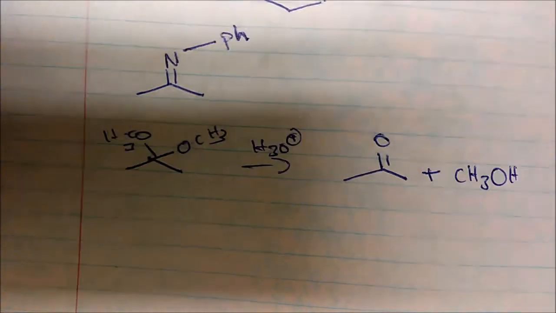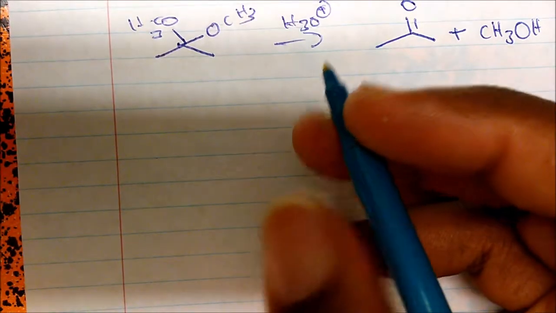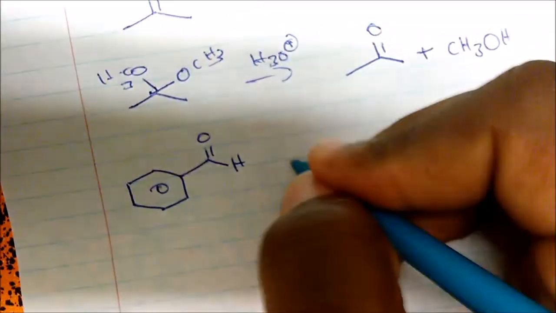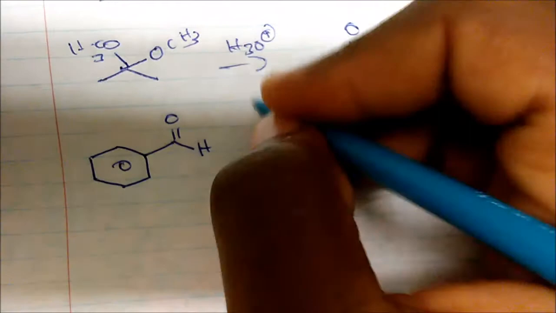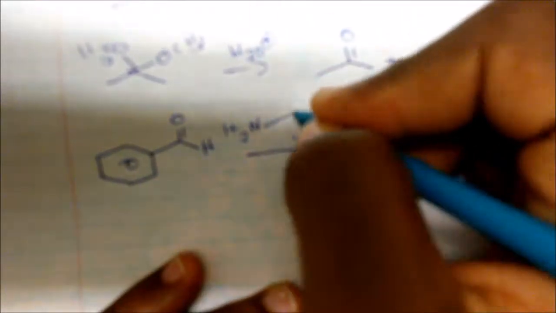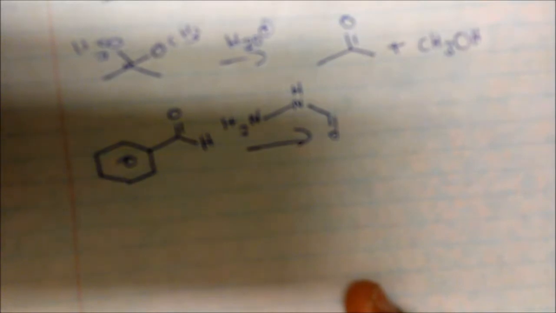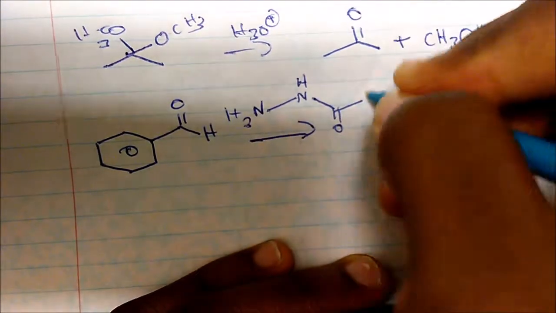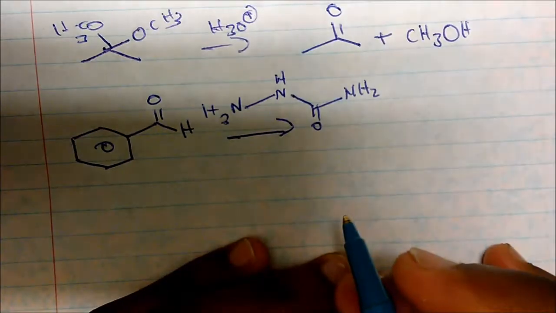Now I want to talk about forming the phenylhydrazine derivative, or semicarbazides. So if I look at this, what if I take benzaldehyde? Now semicarbazide looks something like this. It's a molecule that has the amine group here. We have an NH bond, and we have a carbonyl that is bonded to an NH2, okay?